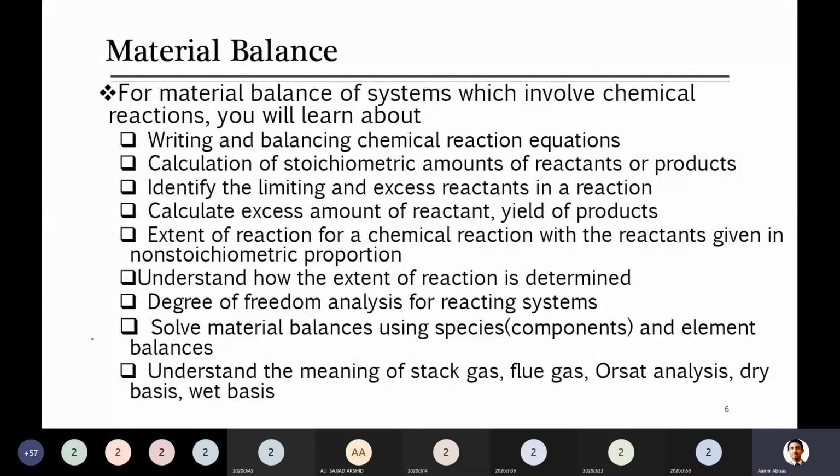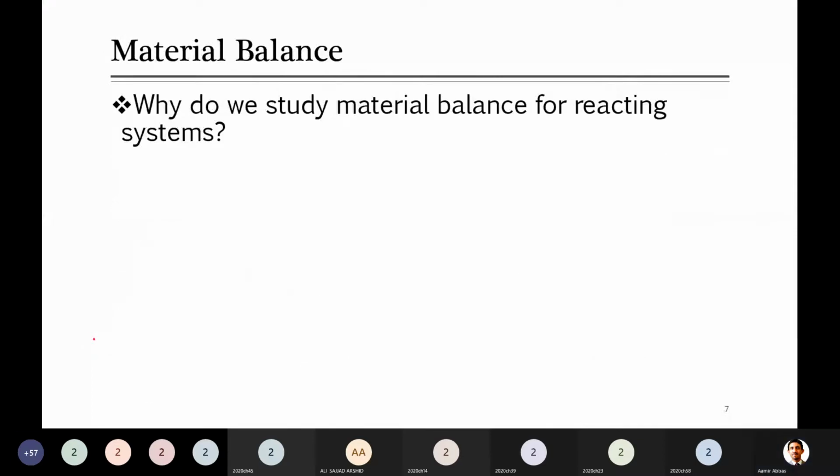I think they are mostly simple problems without reaction, but at the end of this, we have to cover that also. So with this, we will be done with the material balance stuff. So overall, this is, I think, chapter 5, which will be completely covered in all these contents.